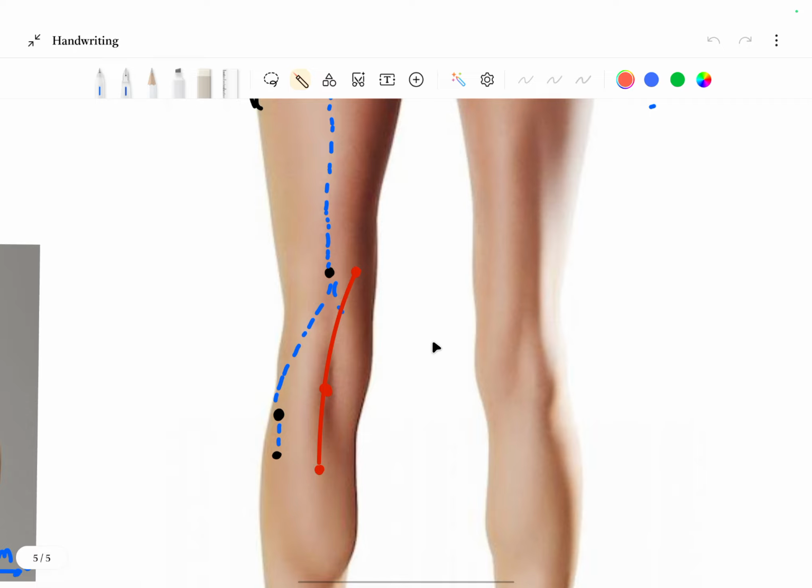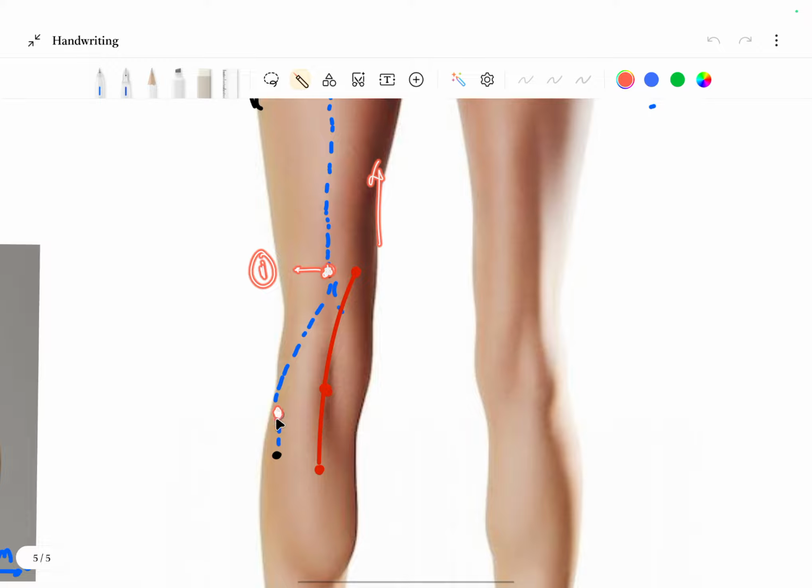Now, let us see the common peroneal nerve. Tibial nerve is not so important, but common peroneal nerve is quite important. So this is your point at the upper two-third and the lower one-third junction. This will be your first point of the common peroneal nerve.